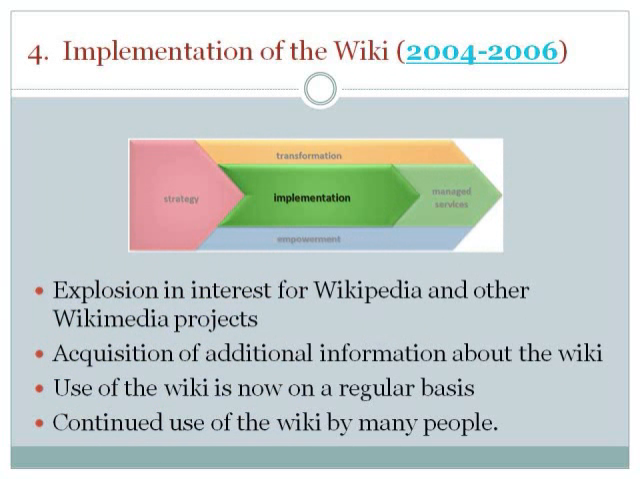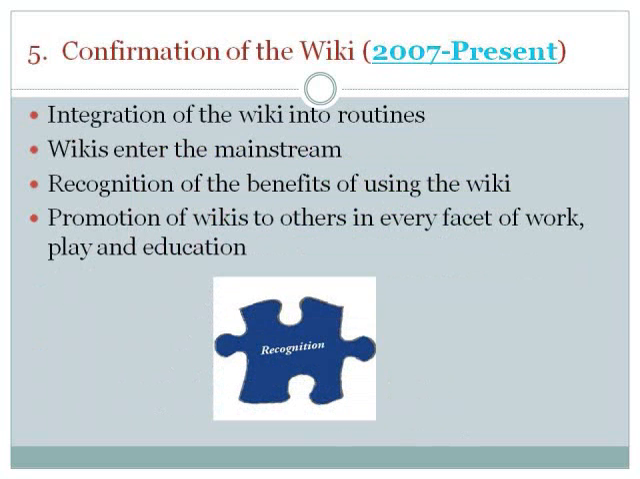The fourth stage of the innovation decision process is implementation. This stage occurred for the wiki between 2004 and 2006, with an explosion in interest for Wikipedia and other Wikimedia projects. Also, acquisition of additional information about the wiki and using wikis on a regular basis was continued by many people. The fifth and final stage of the innovation decision process is confirmation.